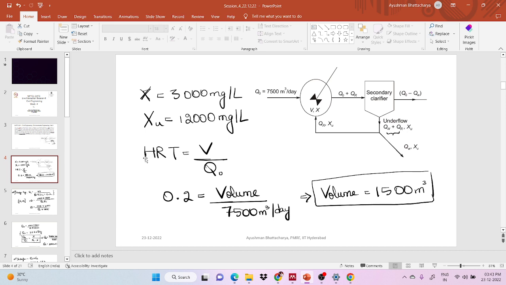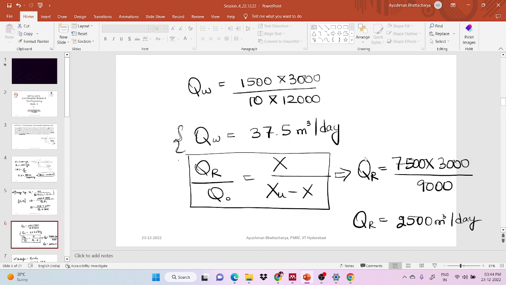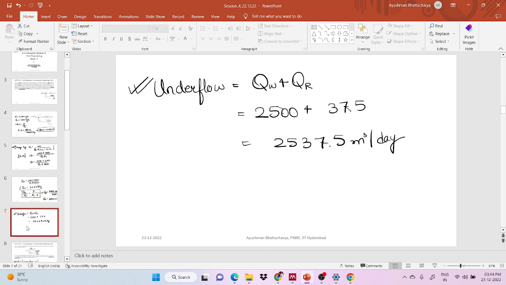Using the formula of hydraulic retention time, we calculated the volume. After getting the volume, we used the formula of sludge age, since the MCRT was given in the question as 10 days. Using that we calculated the value of QW. Then once we calculated QW, we applied this formula from where we calculated the rate of recycling of sludge, QR. Then for the underflow it is QW plus QR. So we got 2500 plus 37.5, total 2537.5 meter cube per day. So this is the total underflow.